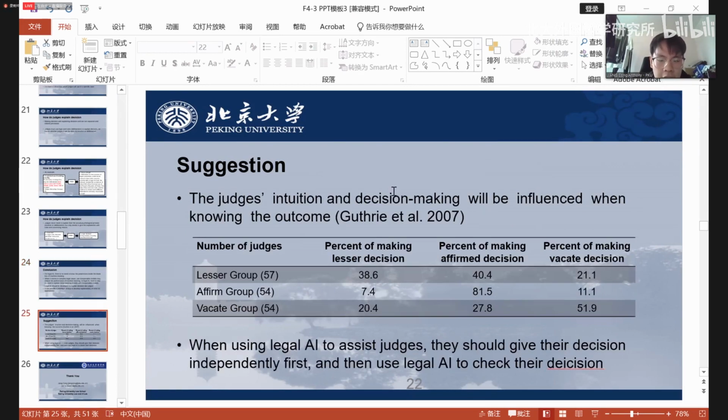There is also a suggestion for judges using legal AI. They should give their decision independently first, and then use the legal AI to check their decision, because the judge's decision will be influenced by knowing the outcome. It is an empirical study by Guthrie, and because the time is limited, I will not have enough time to explain it. So thank you all for listening.